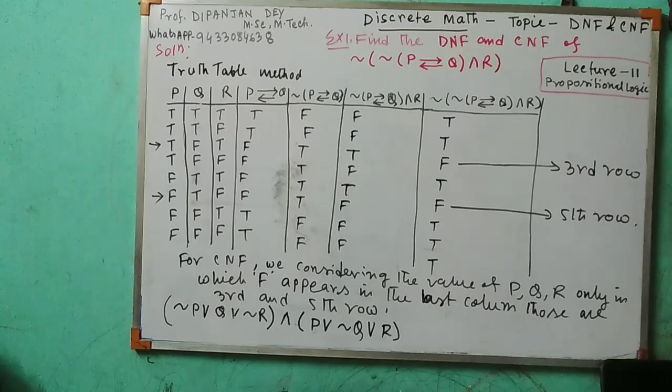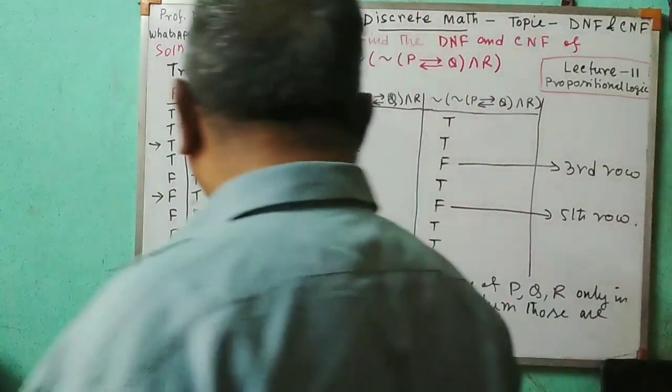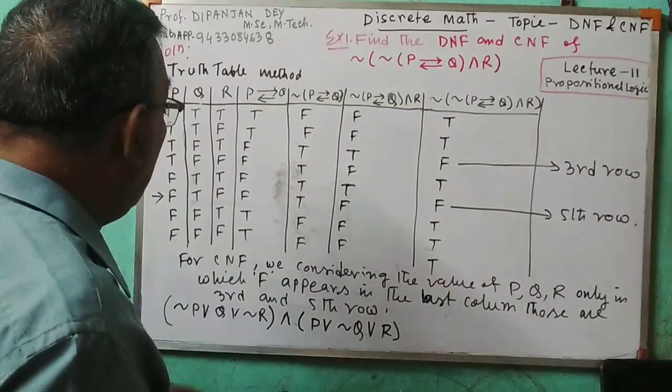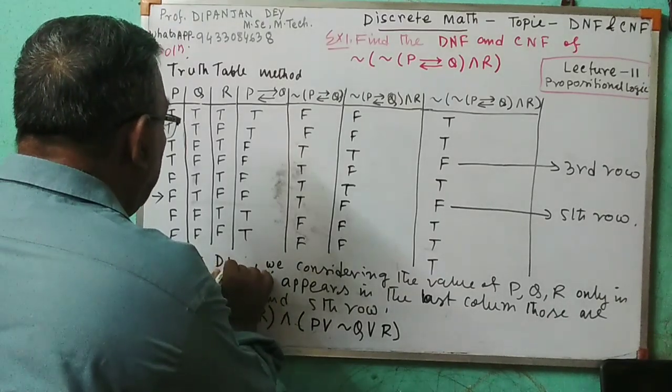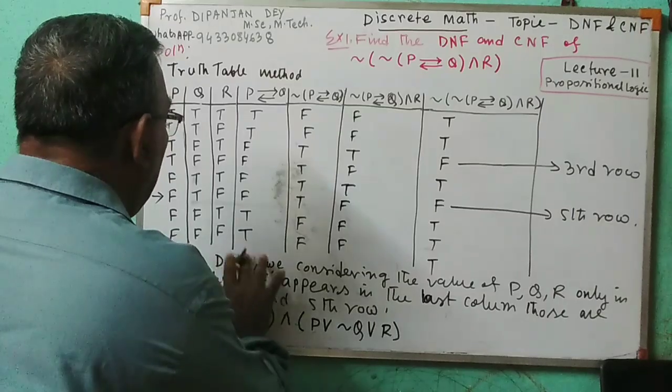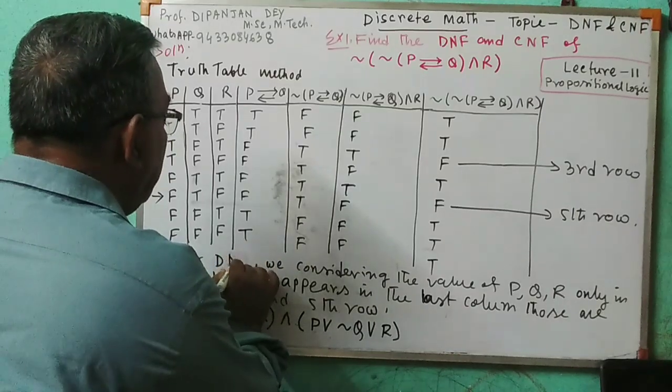Now, in the same table, we can find the DNF. So I think you understood CNF very nicely. Now DNF, disjunctive normal form. Earlier I uploaded one video on DNF. Now for CNF, we have to do it this way. Now I am going to find DNF.